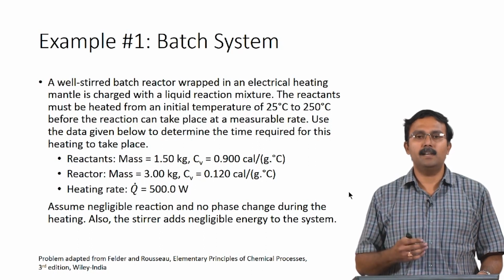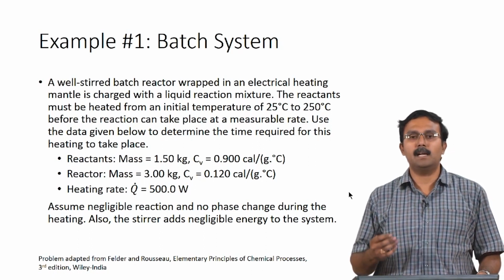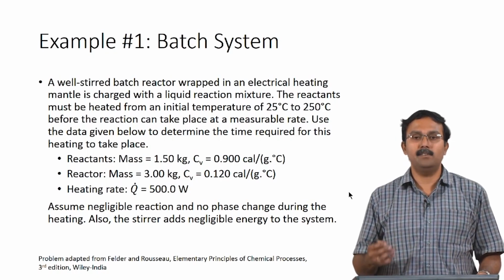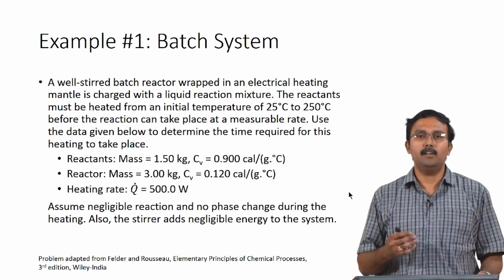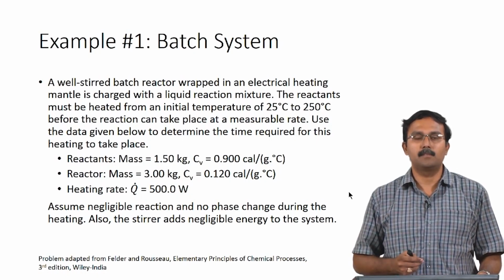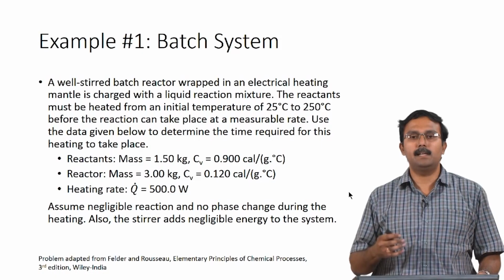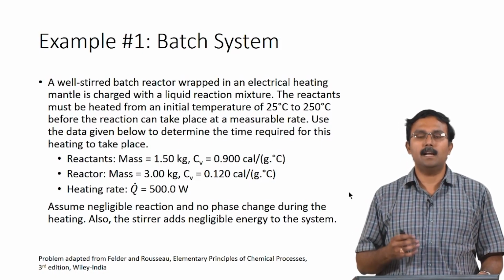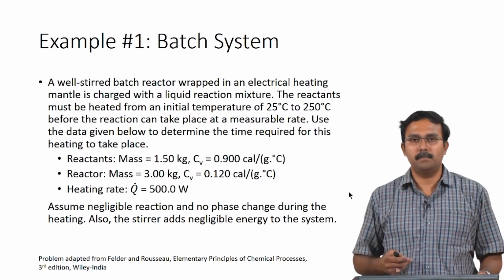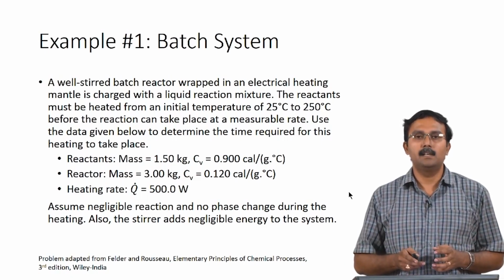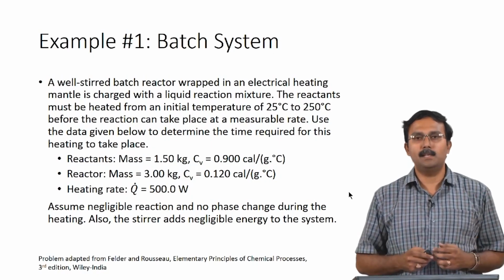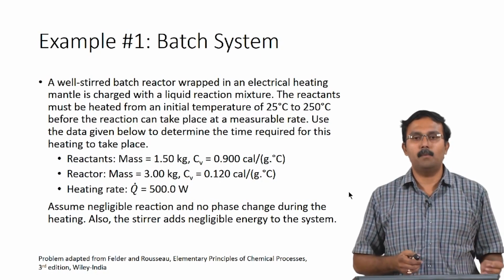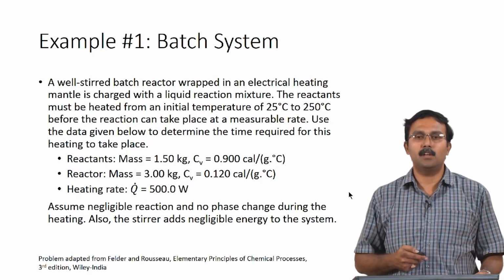The mass of the reactants is 1.5 kilograms, Cv for the reactants is also given, the mass of the reactor and the Cv for the reactor are also given. The rate of heating Q dot is given as 500 watts. You have been asked to assume negligible reaction and no phase change during the heating. Also, the stirrer adds negligible energy to the system. So, making these assumptions, we would be able to use the equations that we derived. Whatever we had as conditions are met in this problem, so we can use the equations to solve this problem.